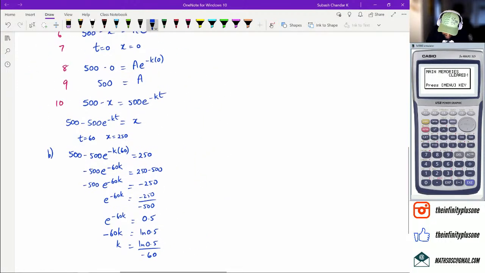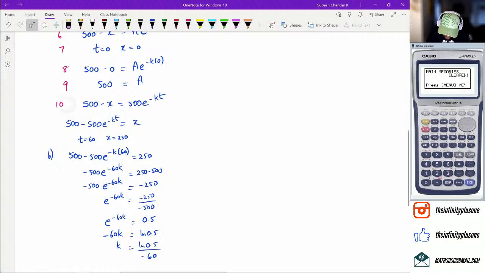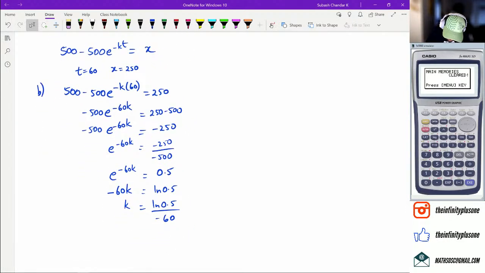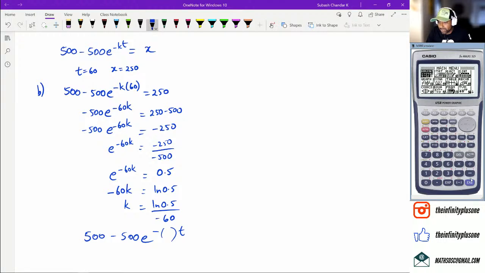Okay, so once we get the k value, we've actually got the specific equation. Our specific equation is 500 minus 500 e to the power of negative kt. Now you could leave it in this format if you want, or you could actually work it out. It doesn't really matter. So what I'm going to do is work it out. What is ln of 0.5 divided by negative 60? So that's what it is. I mean, you could actually just write that down if you want.